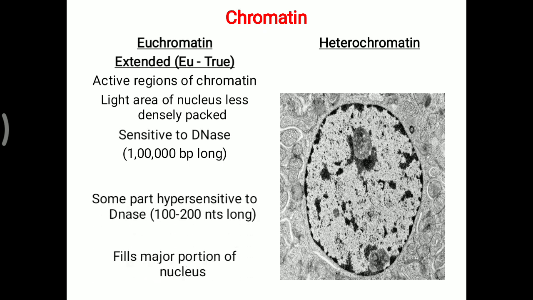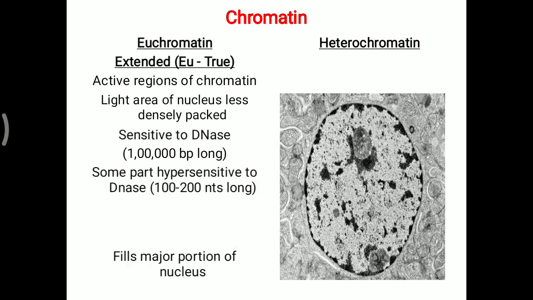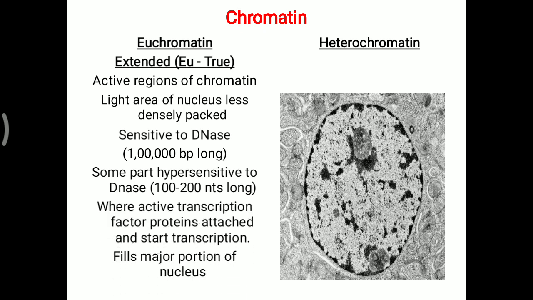long. Now, out of this euchromatin, some part is hypersensitive to the deoxyribonuclease enzyme, and that is about 100 to 200 nucleotides long, where active transcription factor proteins attach and start the transcription. So the transcription starting part of this euchromatin is generally hypersensitive to the DNase enzyme. Now this euchromatin fills up the major portion of the nucleus.